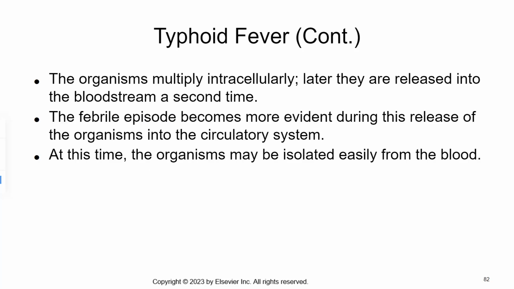The organisms then multiply inside of your phagocytic cells. Then they're released into the bloodstream for a second time, and that's when the febrile episode becomes more evident. At this time, the organisms may be isolated from the blood.